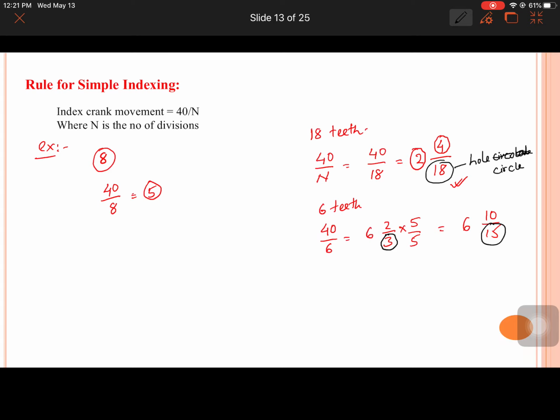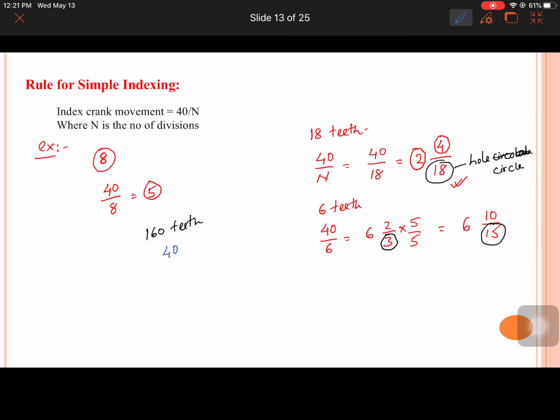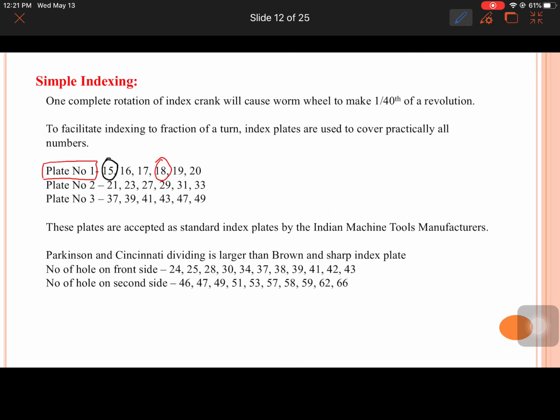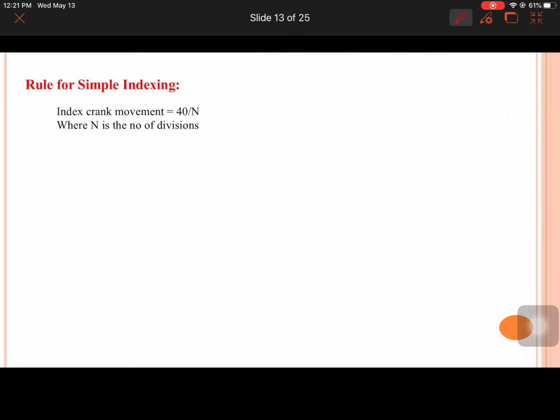Now let us move to one more example. Suppose I want to achieve 160 number of teeth on the work part. So what should I need to do? The formula is 40 by 160. So what are we going to have? 4 by 16. Okay, is the 16-hole circle available? Yes, the 16-hole circle is available. So what we need to do? I need to rotate the index crank for 1 complete rotation, and then 4th hole in the 16-hole circle.